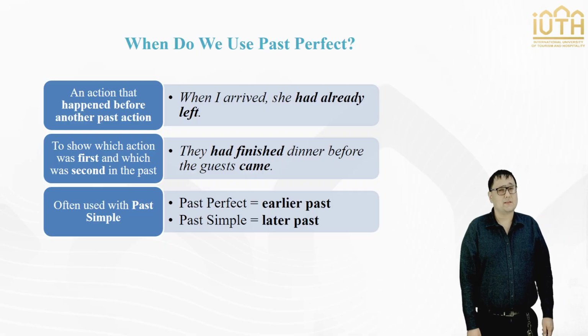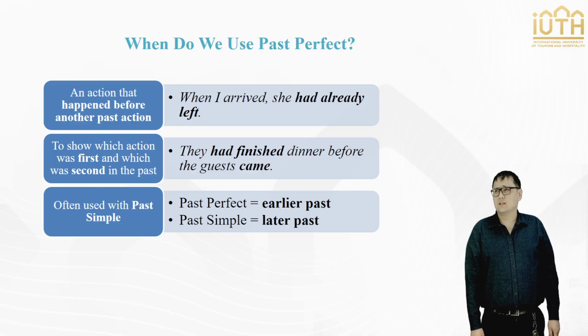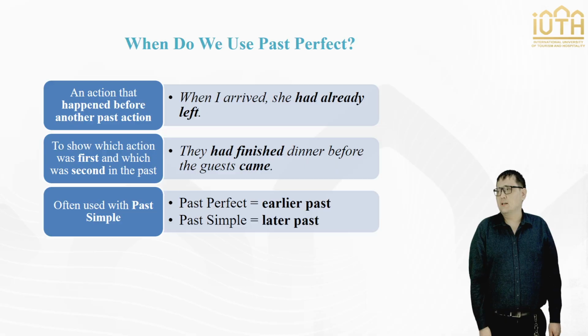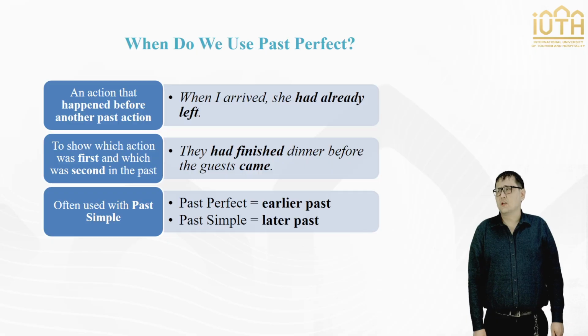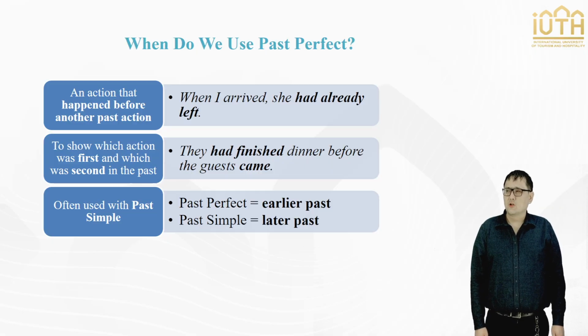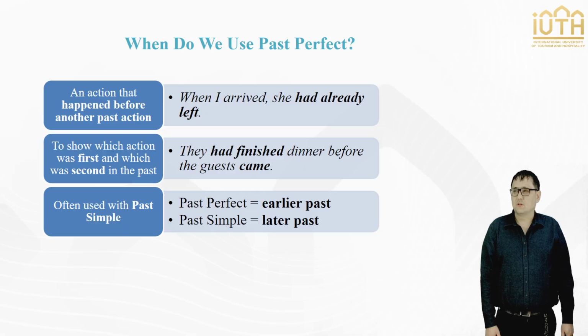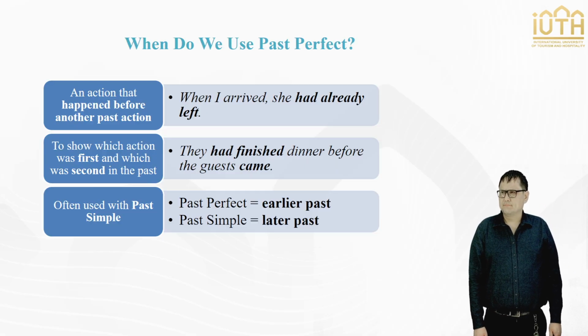So, the next tense of past tenses is past perfect. When do we use it? An action that happened before another action in the past. When I arrived, she had already left. To show which action was first and which was second in the past. They had finished dinner before the guests came. We often use it with past simple. Past perfect is earlier, past simple is later.